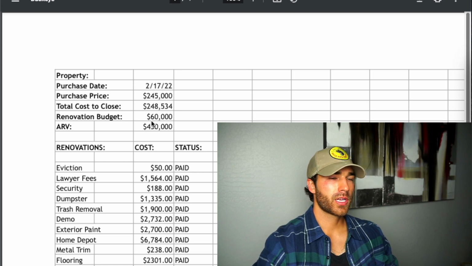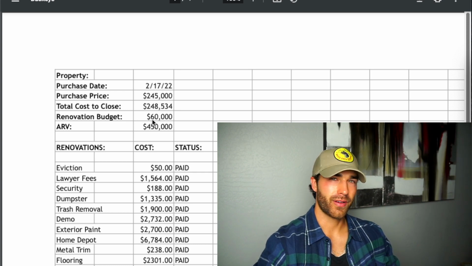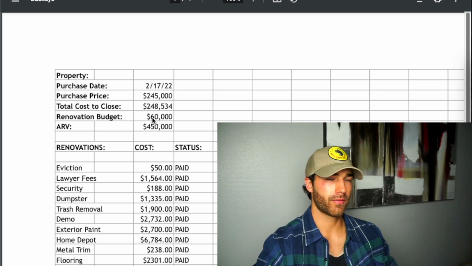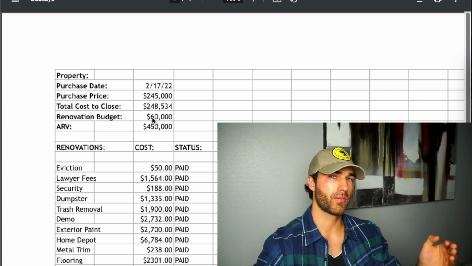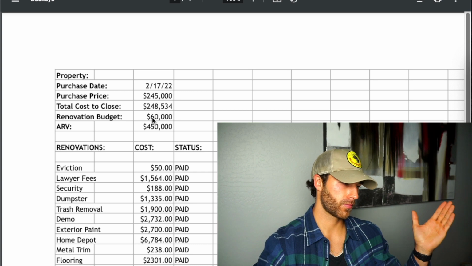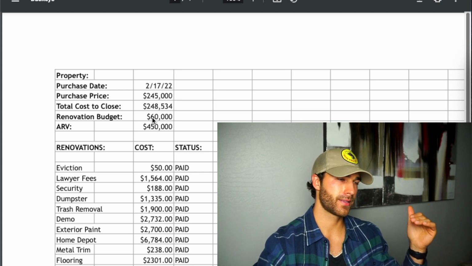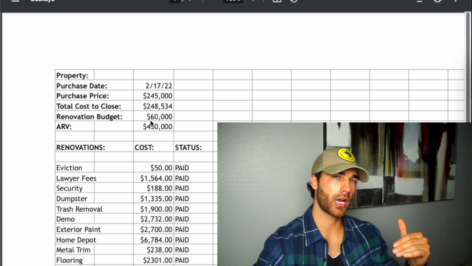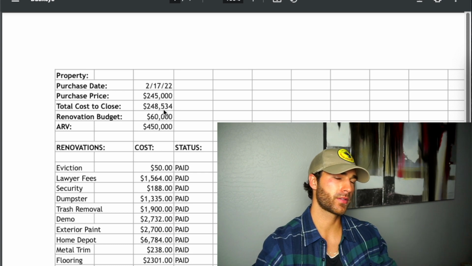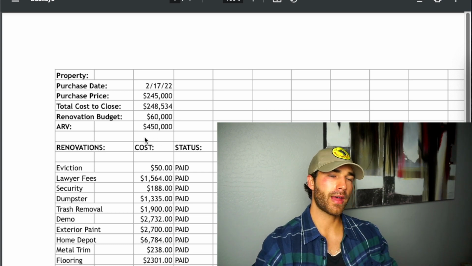Renovation budget on this one, we actually set it lower at the very beginning, but the property as it was lived in, once we bought it from the squatters, it got more and more destructive as the time went on. So by the time we actually got into the property, we set a budget of about $60,000. We went over that, which you guys will see shortly. I'll tell you why. And then we had an ARV, which is an after renovation value.